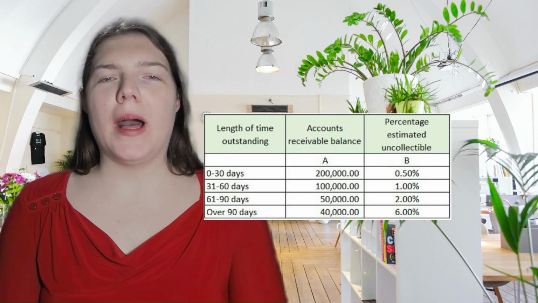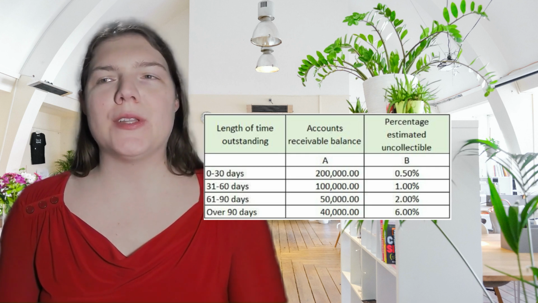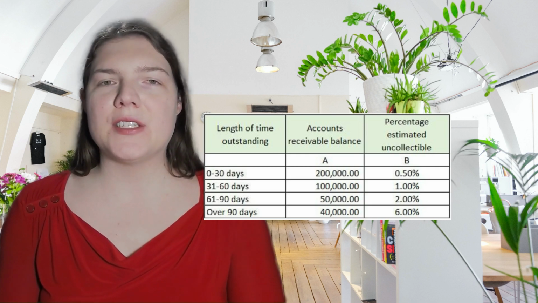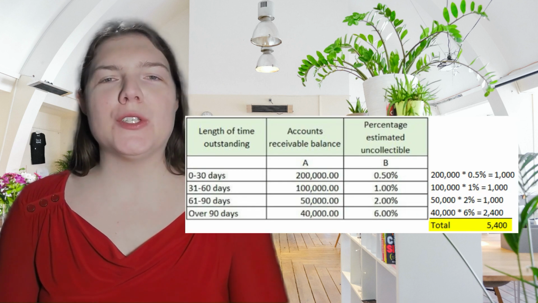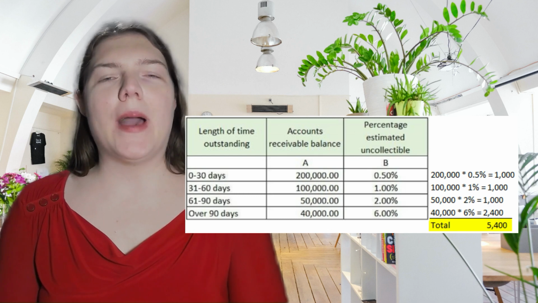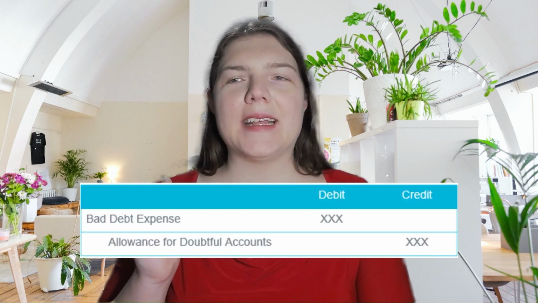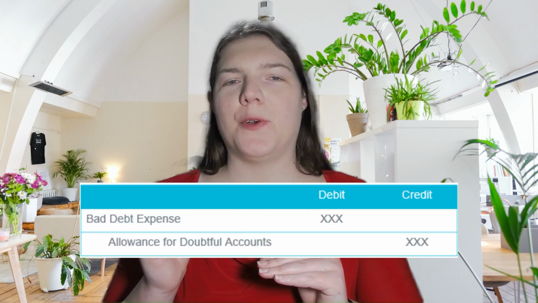The percentages go up the older the accounts receivable is, which makes sense if you think about it, because the more time has passed since the bill was originally due, the less likely it is that the customer will ever pay you. In this situation, you'd multiply everything across, the dollar amount times the percentage uncollectible, and then you add up those totals to get the amount that we want our allowance to have, credit balance. Again, we compare that number to our existing balance, subtract them if the existing balance is a credit, and add them if the existing balance is a debit. Debit bad debt expense, credit allowance for doubtful accounts for that number we just found.